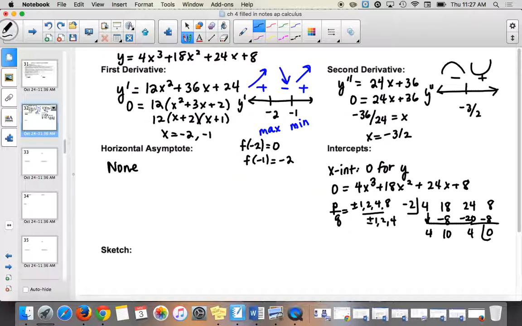All right, so here we go. So when I factor, I have x minus 2, 4x squared plus 10x plus 4.